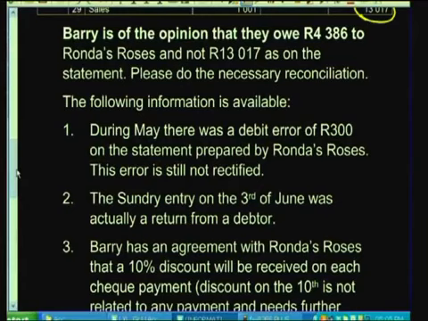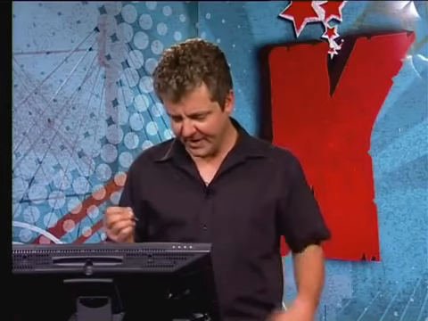The question goes on to say exactly what we've just discovered. Barry is of the opinion that they owe 4,386 to Rhonda's Roses and not this amount of 13,017 Rand that appears on the statement. Please do the necessary reconciliation. If I were Barry Bloom, I'd be begging you to do that reconciliation because I don't want to pay that 9,000 Rand if I don't owe them that money. I need you as the accountant to explain to me why those amounts differ.